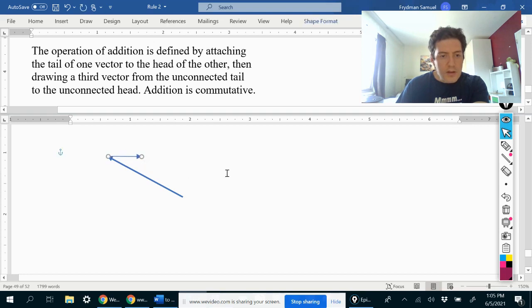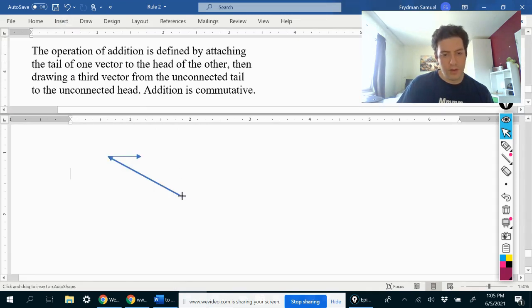Okay. All right, so just like that, I connected the tail of this vector to the head of this vector. Then we're going to draw a third vector from the unconnected tail. So this tail is unconnected to the unconnected head. This head over here is unconnected. So let's draw a third vector from here to here.